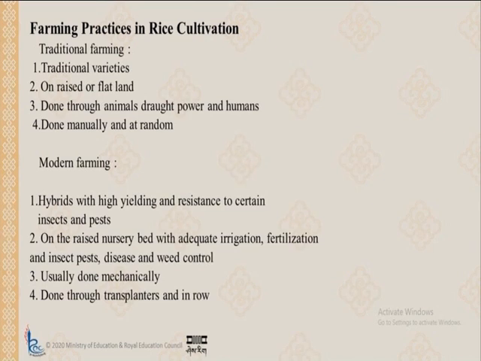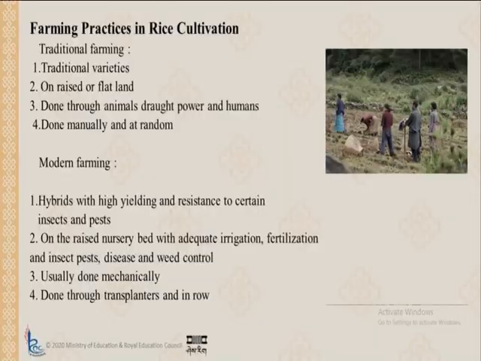And then finally, when it comes to the transplanting of the rice seedlings, in the traditional farming practice it is done manually and randomly, whereas in the modern method it is done through transplanters and in rows. That is why in the modern method we have high production of rice or any kinds of vegetables and crops when we use the modern method of farming.